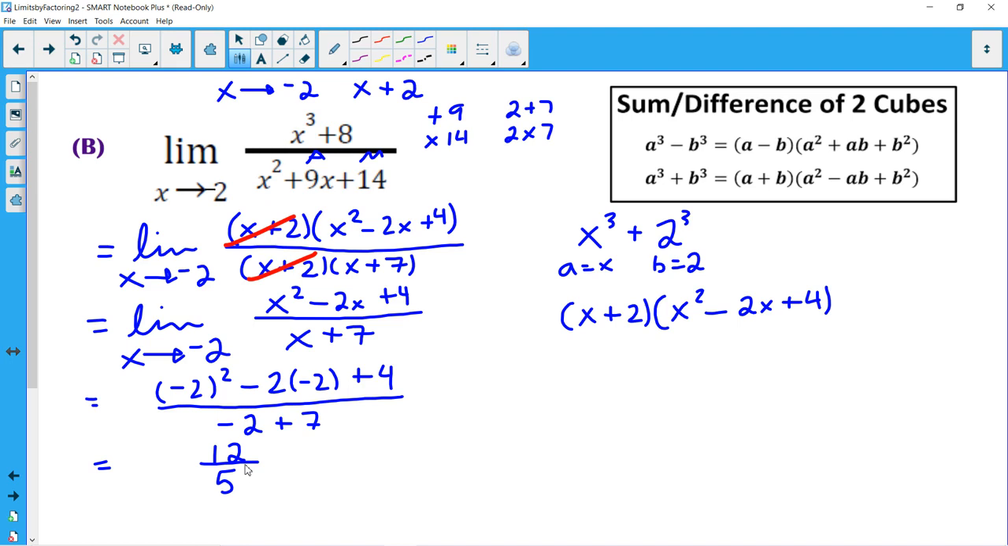A couple of examples of sum and different cubes within a limit.